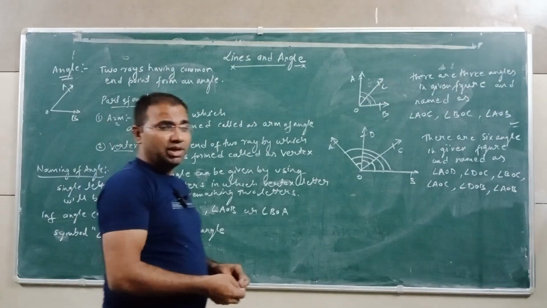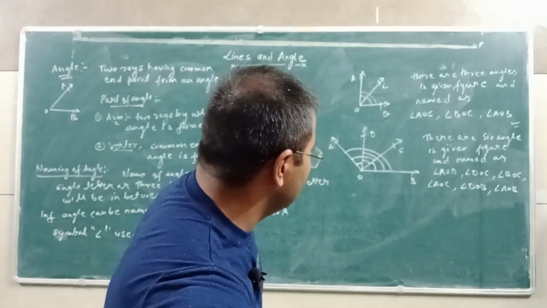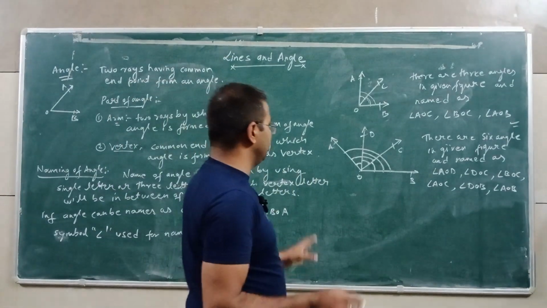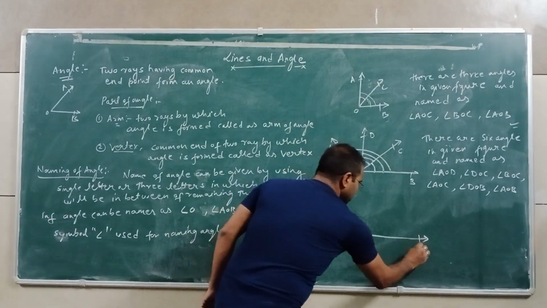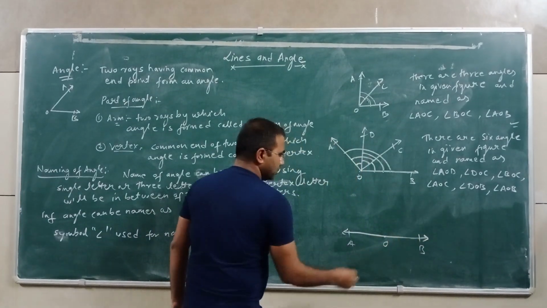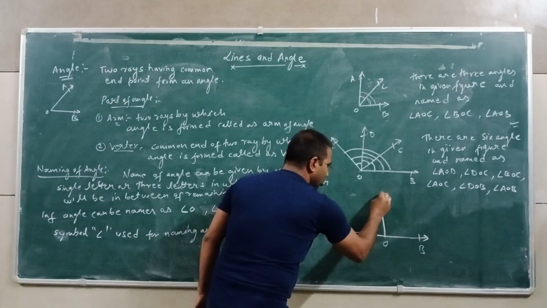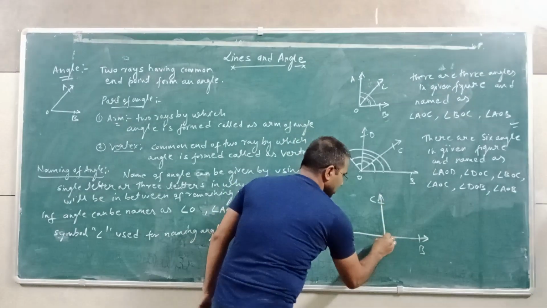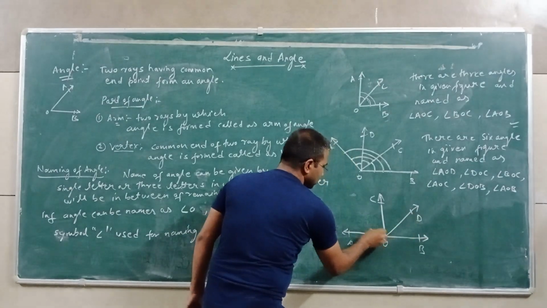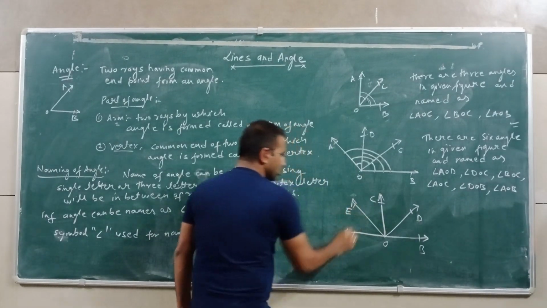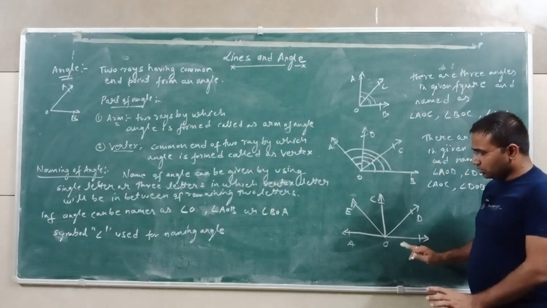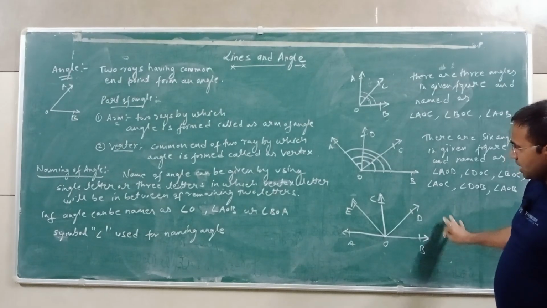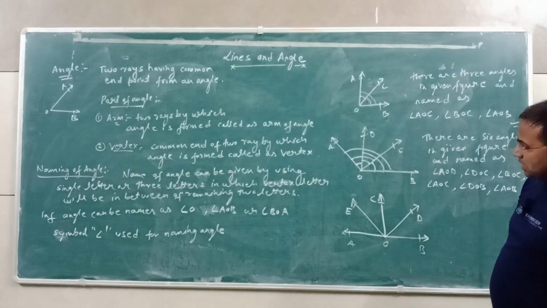Now here I am going to make one more figure. That will be your homework. You have to tell. So see here, I am going to make it. Suppose this is A, B, O. Now you have to tell how many angles are there. Suppose this is C, this is D, this is E. Now it is your work to tell how many angles are there and what will be the names of the angles. You will tell me in my comment box.